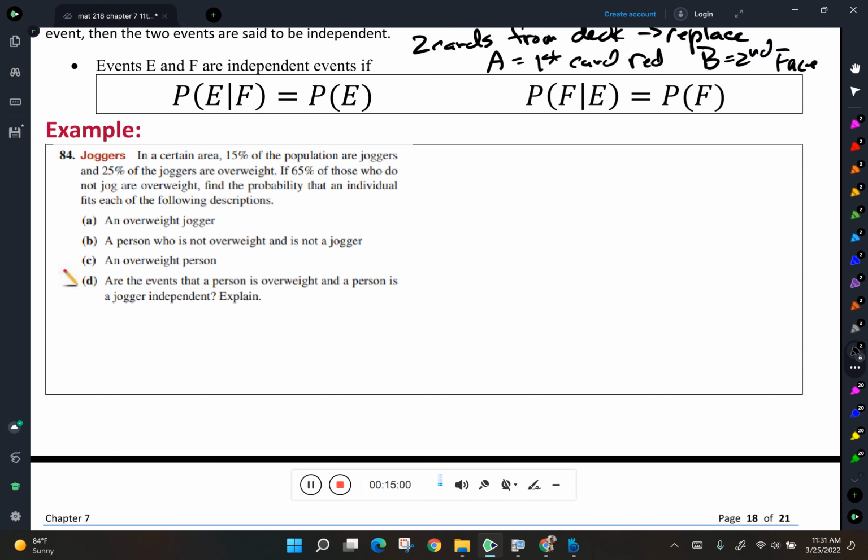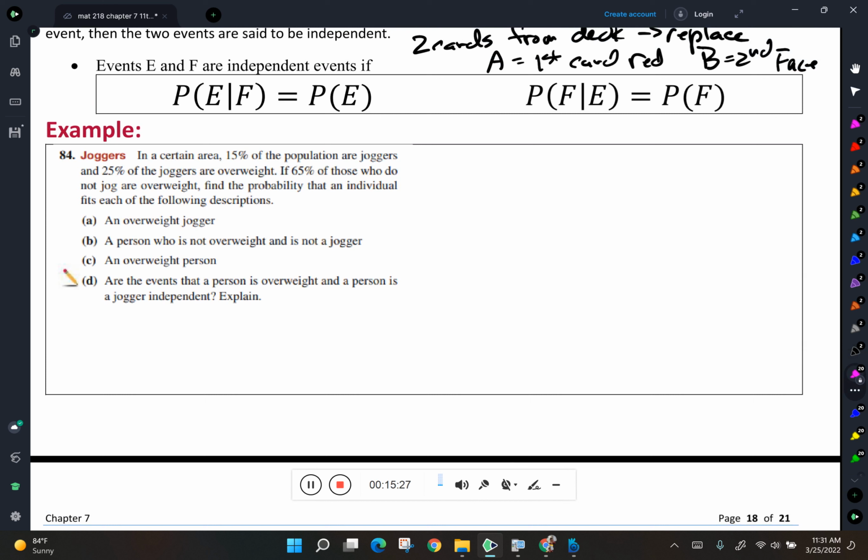In a certain area, 15% of the population are joggers and 25% are overweight. If 65% of those who do not jog are overweight, find the probability that an individual fits the following descriptions. An overweight jogger, a person who is not overweight and is not a jogger, an overweight person. Are the events that a person is overweight and a person is a jogger independent? Okay, so let's see if I can make some sense out of this. I'm going to go back to the problem and read it more.